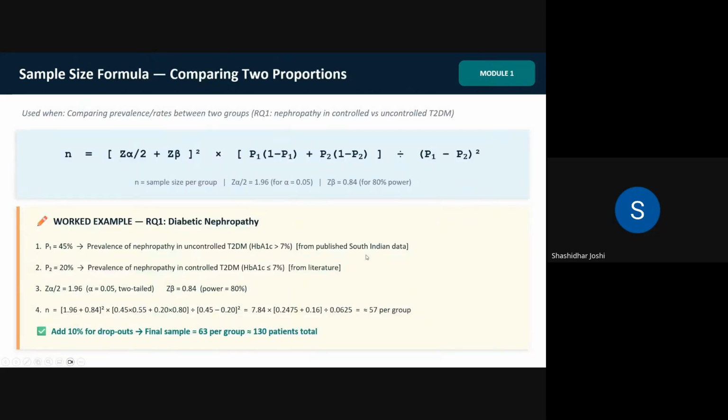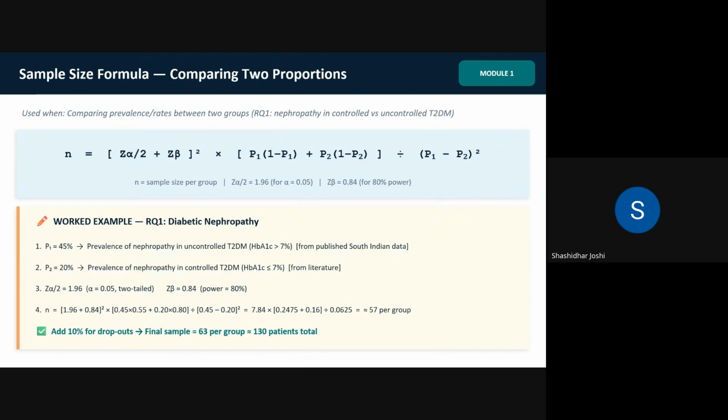All right, this is a sample size formula that I have provided to you. Basically this is in a clinical trial setting, but what I want you to do is that I'll explain the components here. Basically the question here is comparing the prevalence rates between two groups in the research question. First research question, nephropathy in controlled versus uncontrolled type 2 diabetes. And the sample size formula is given here. Don't worry about the formula. Just remember this formula, but I'll explain what the components of this formula are.